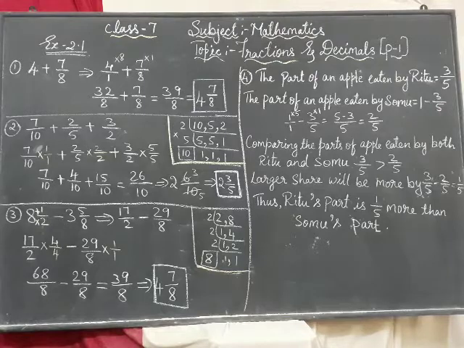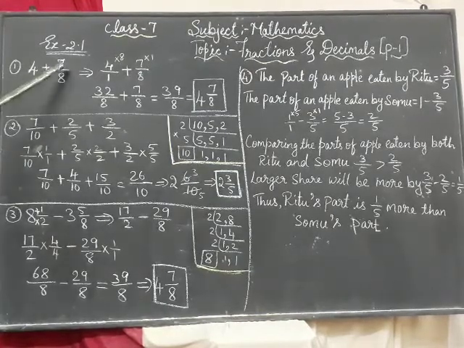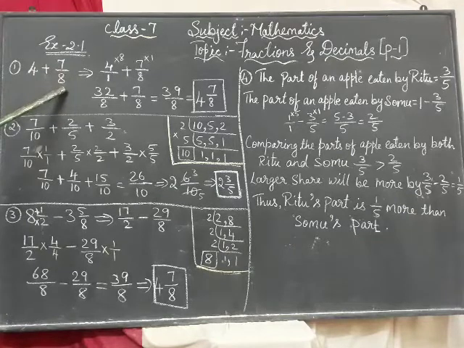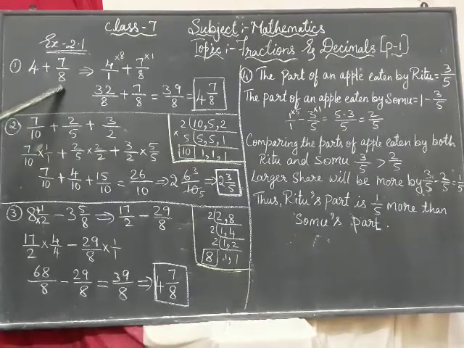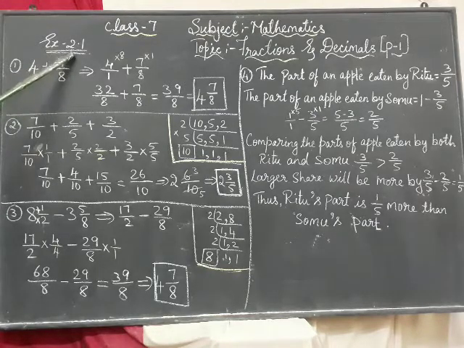What is a fraction? A part of a whole is a fraction. A fraction contains two numbers, that is a numerator and a denominator. The upper number is known as the numerator and the lower number is known as the denominator. If it is only a single number, this is not a fraction, this is a whole number. When it comes in this format, it is known as a fraction.